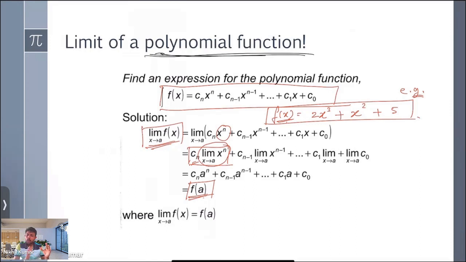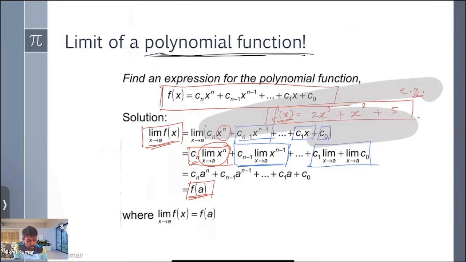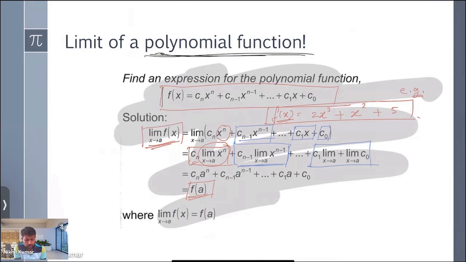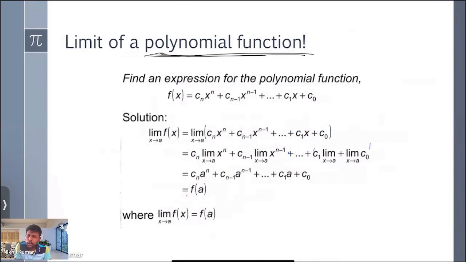Also, overall, we've used the first property, that is the property of addition. If we have a sum of different functions and we have to find the limit of a combination of such functions, we get this. So two properties basically. I'll just list down those properties that we've used here, to show that the limit of any polynomial function is actually the value of that function at x equal to a.